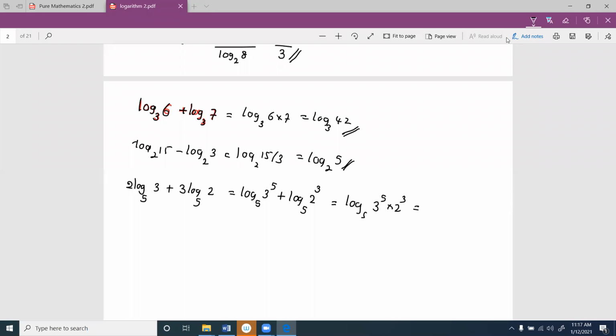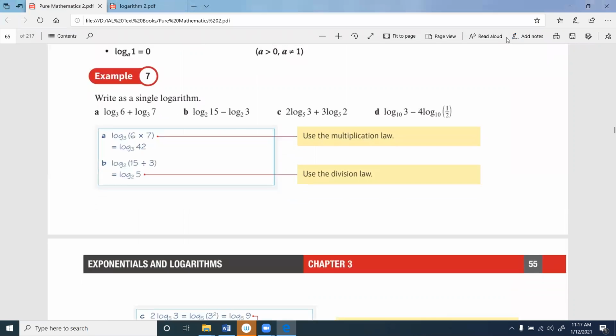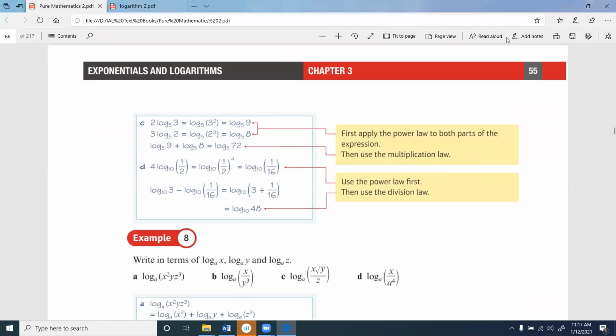Right. That is how you need to get it. So after that, you can get the answer: 3 squared times 2 cubed, and you can write log base 5 of that amount. It's quite a big amount, so you can just work it out. I think the answer is here.